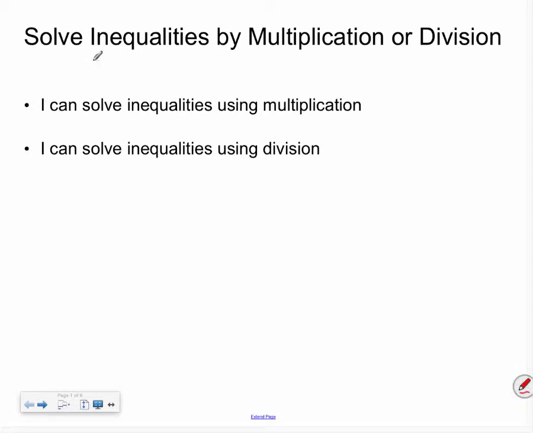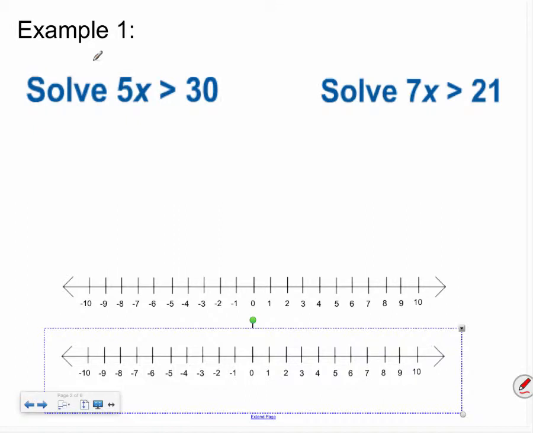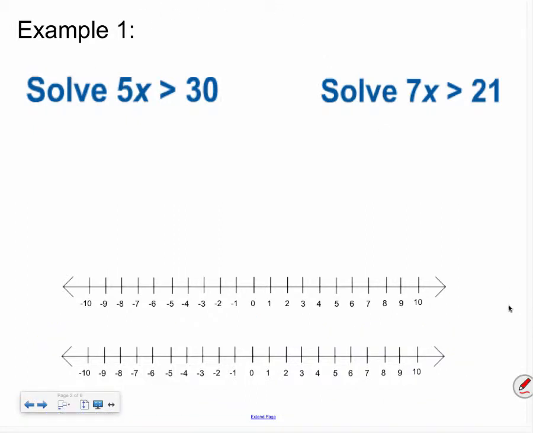Hello class, welcome to lesson 4.4c, which is all about solving inequalities using multiplication or division. Yesterday you should have watched the video about how to solve inequalities using addition and subtraction. Today we're taking it one step further with multiplication and division. So let's start with example 1.